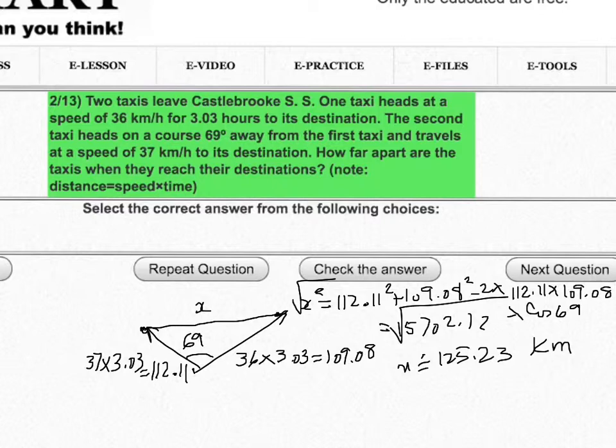This is an example of a triangle which is not a right triangle. So you can't use trig ratios here. You have to use the cosine or sine law.